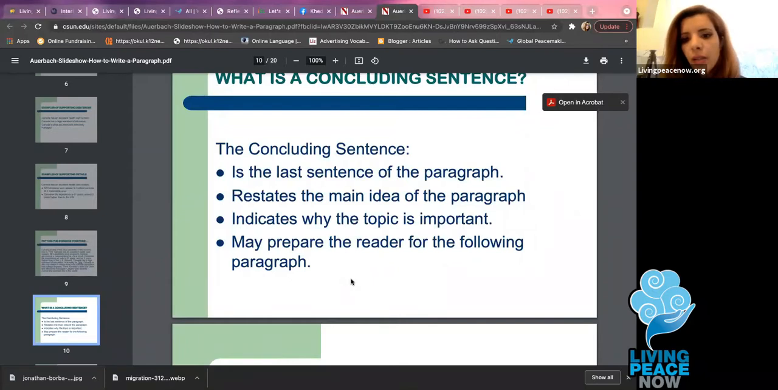And you can also, if you are in an essay, it can prepare you, the reader, for the following paragraph. So it becomes a transitional sentence between the first paragraph and the second one, or the second one and the third one. However, if you are writing only one paragraph, it is the general idea of the paragraph. Any questions about the concluding sentence? Any questions?